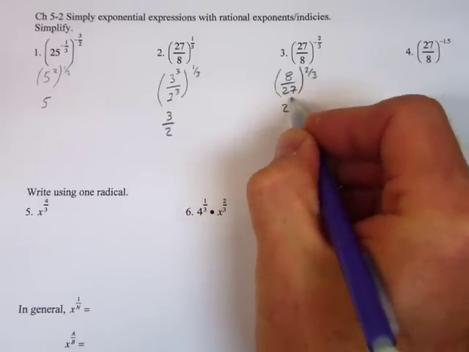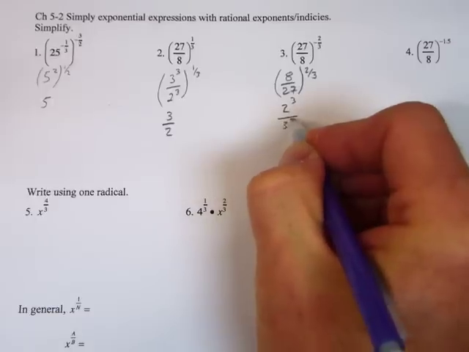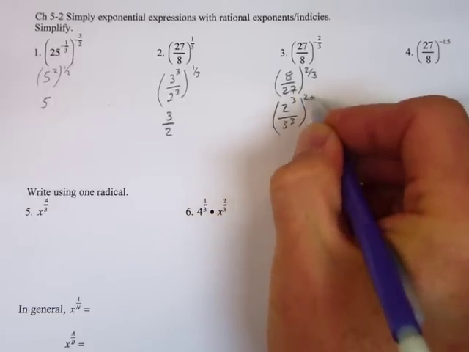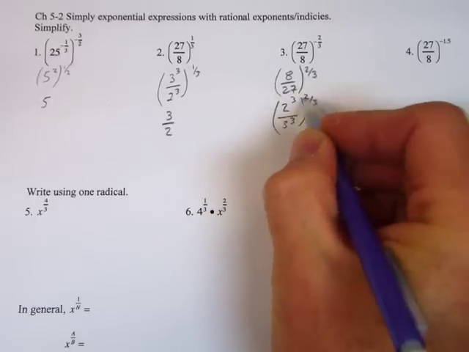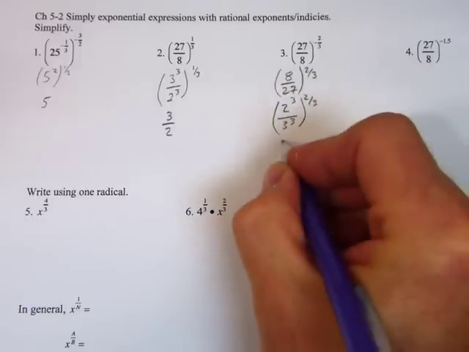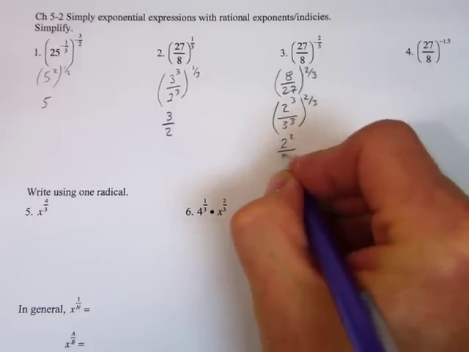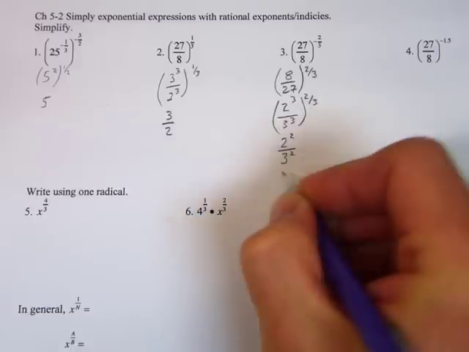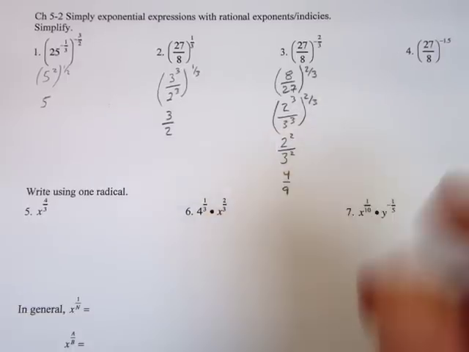Similar to the last problem, we'd have 2 cubed over 3 cubed. This time when we multiply the exponents, 3 times 2/3, we get 2. So it's 2 squared, and similarly on the bottom, it's 3 squared, and we get 4/9.